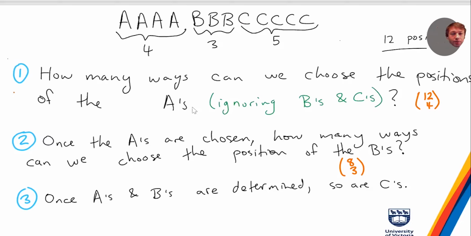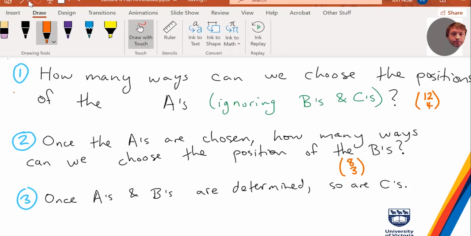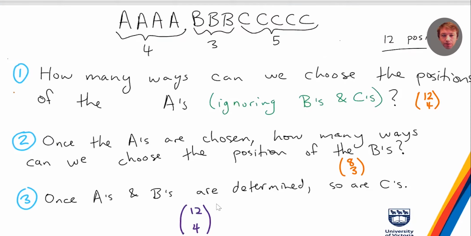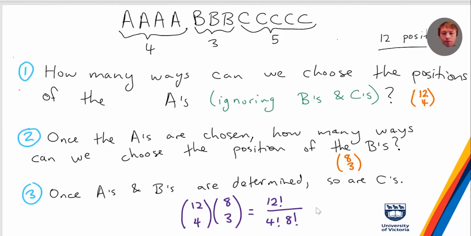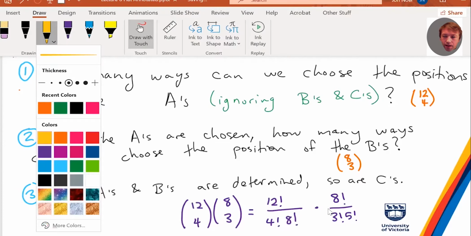So for this one, the answer is, and this doesn't really seem to be anything different than what we've done, just the rule of product. It's just 12 choose 4 times 8 choose 3. But if we think about this, let's write out the formula. I've got 12 factorial over 4 factorial times 8 factorial, and that's all multiplied by 8 factorial over 3 factorial, 5 factorial. And as you can see, there's some cancellation. So the 8 factorial cancels with the 8 factorial.